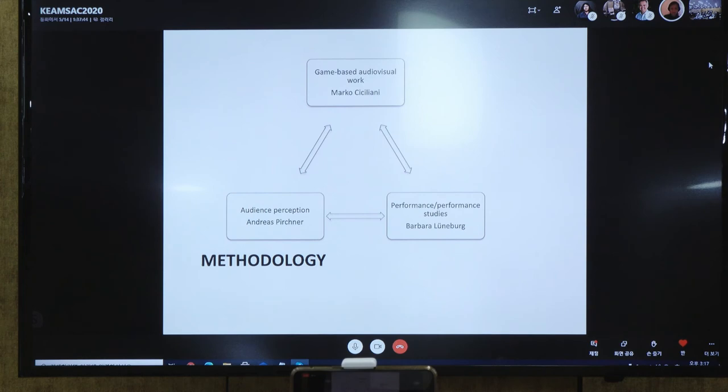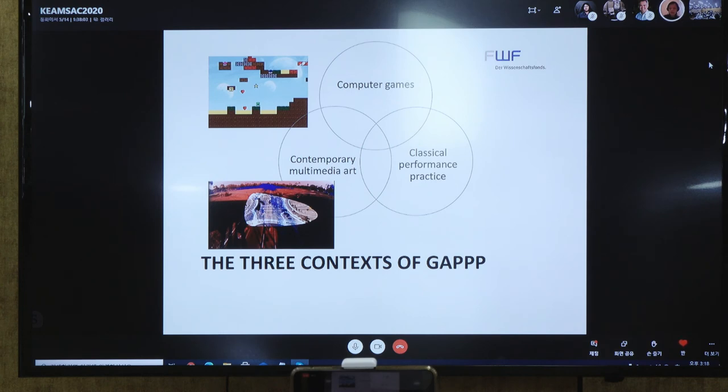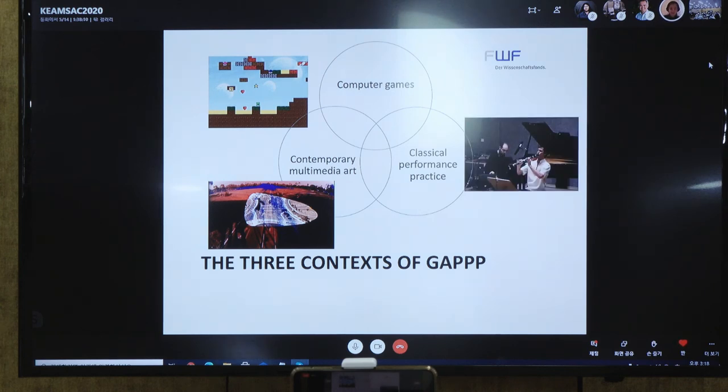It is important to realize that in GAPPP we moved in three different contexts. We had, first of all, the context of computer games. Then we had the context of contemporary multimedia art. And the context of classical, or not so classical, performance practice. And each of these worlds has their own creative and observing agents, principles, goals, connotations, aesthetics, and even peer groups. So this affected not only the works that were created, but it also had an impact on the audience and what they expected and how they perceived the pieces. And of course, it touched the work of the performer on several levels.